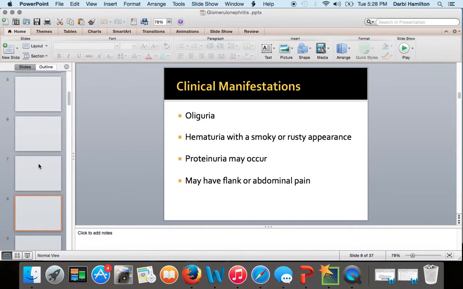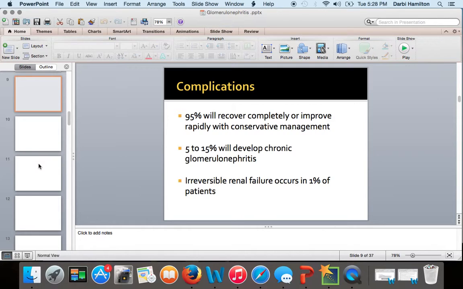Other signs and symptoms: we have oliguria, hematuria with a smoky or rusty appearance, proteinuria may occur, and they may have flank pain and abdominal pain. Some complications that can arise: 95% will recover completely or improve rapidly with conservative management. 5 to 10% will develop chronic glomerulonephritis, and irreversible renal failure occurs in 1% of patients.